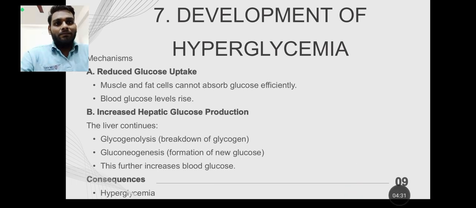And the seventh is the development of hyperglycemia. The mechanism behind this: A, reduced glucose uptake. Muscles and fat cells cannot absorb glucose effectively, so the blood glucose level rises. B, increased hepatic glucose production. The liver continues glycogenolysis, meaning the breakdown of glycogen, and gluconeogenesis, meaning the formation of new glucose. This further increases the blood glucose, and the consequence is hyperglycemia.